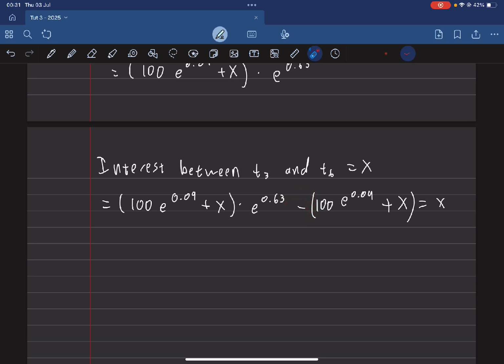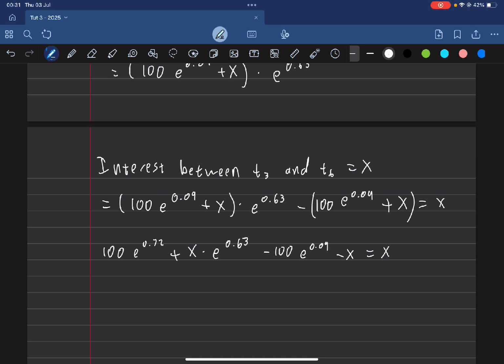Now I'm going to multiply out all the brackets. If we add those up, we get 100 e to the 0.72 plus X times e to the 0.63 minus 100 e to the 0.09 minus X equals X.